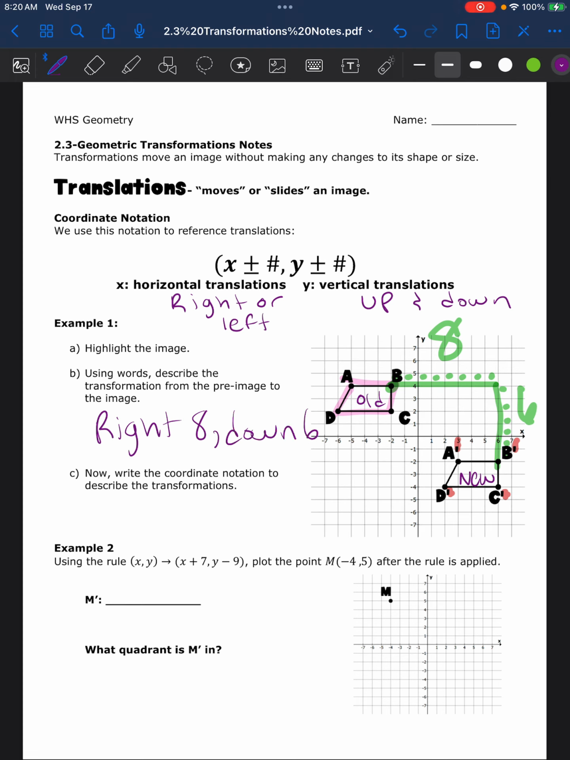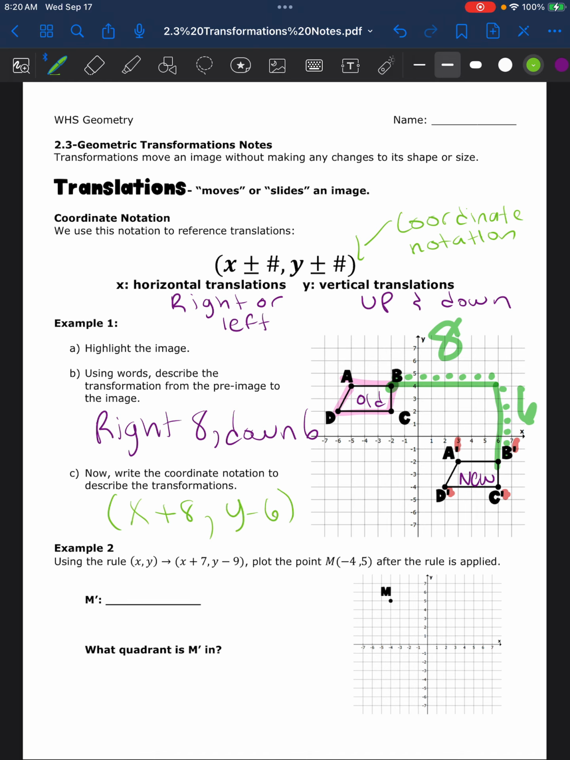Now it says write it in coordinate notation. So coordinate notation is right here, right? That's coordinate notation. So I'm just adding to your X. We went to the right, so that's plus 8. And then we went down 6, so Y minus 6.